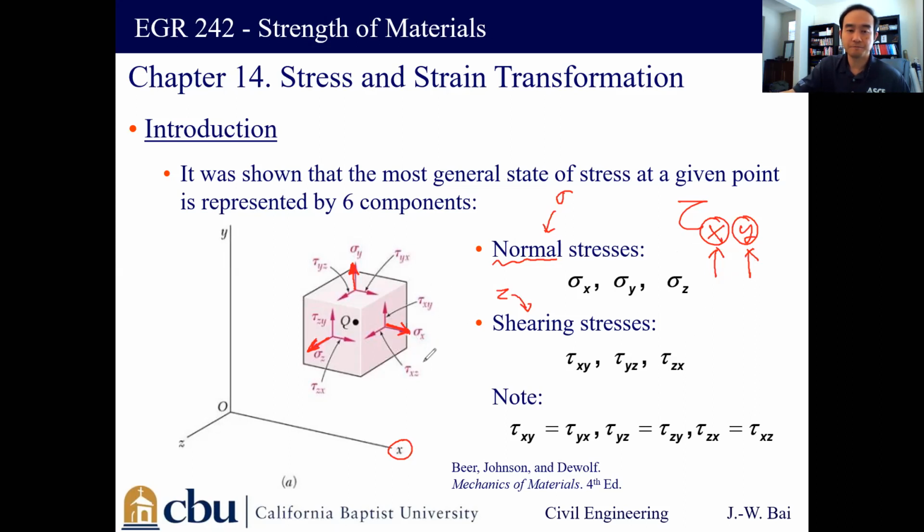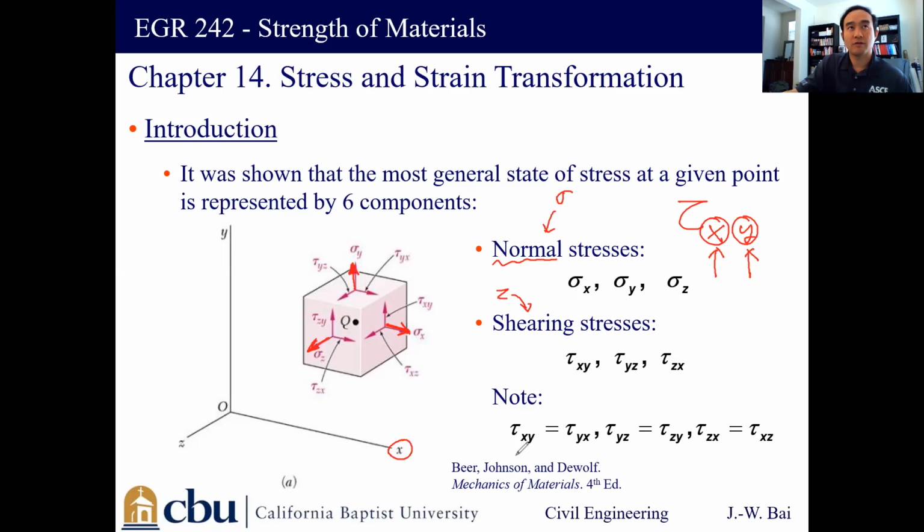Finally, we have tau xy and tau xz on this plane. On this plane, we have tau zy and tau zx, because this plane is perpendicular to z, so the first subscript should be z, followed by y and x, depending on the axis. The same thing applies here. So we have a total of three normal stresses and six shearing stresses. Writing everything down, we have tau xy, tau xz, tau yx, tau yz, tau zy, and tau zx.